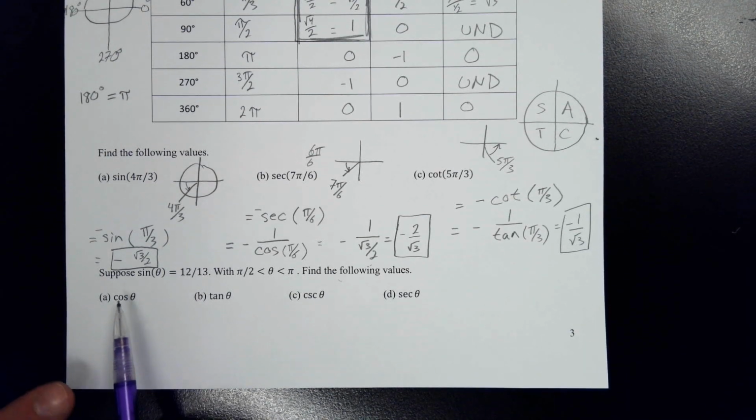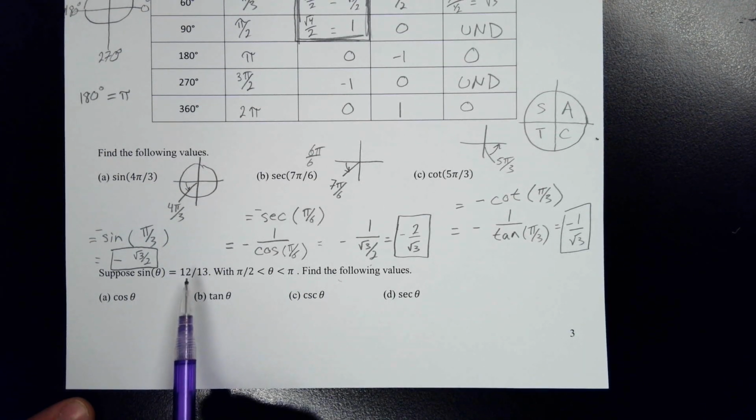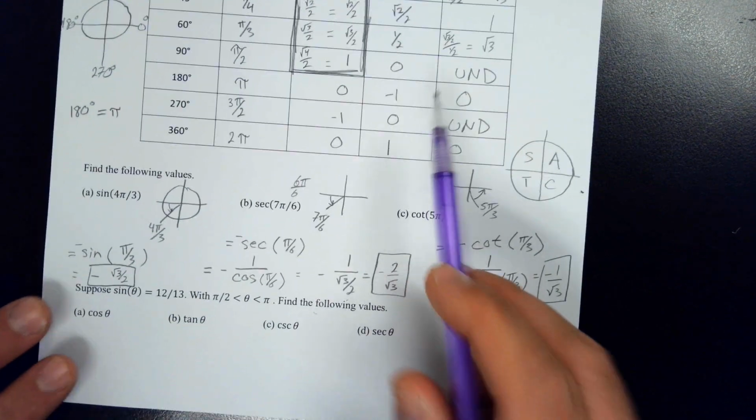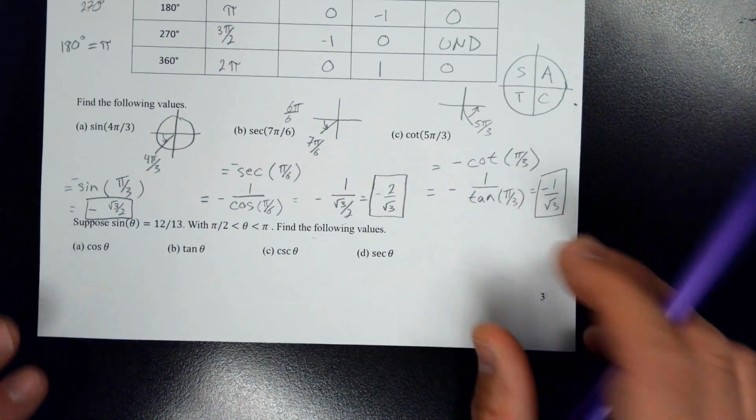Let's look at this last one right here. It says, suppose sine of theta is 12 over 13. Now 12 over 13 is not one of these values that shows up in our commonly memorized chart over here. So we're going to have to do this a slightly different way.